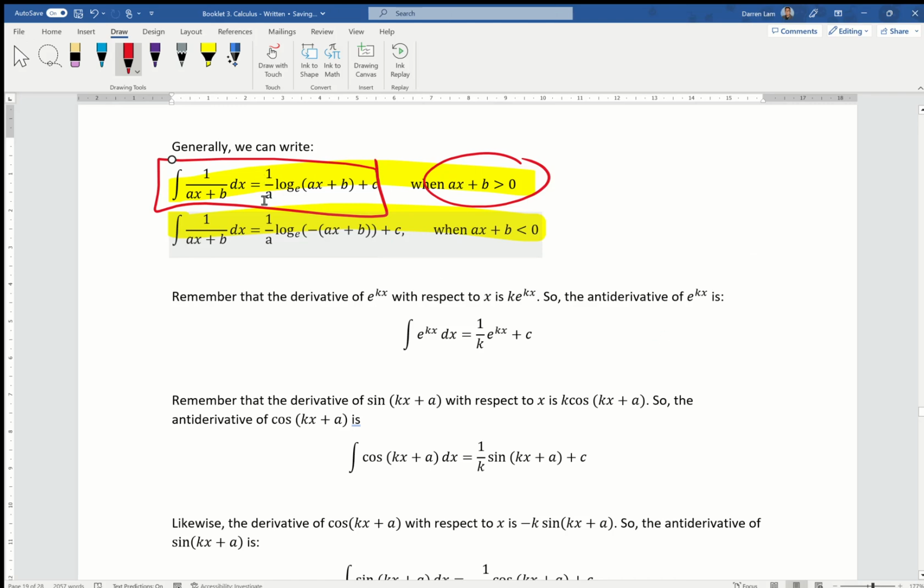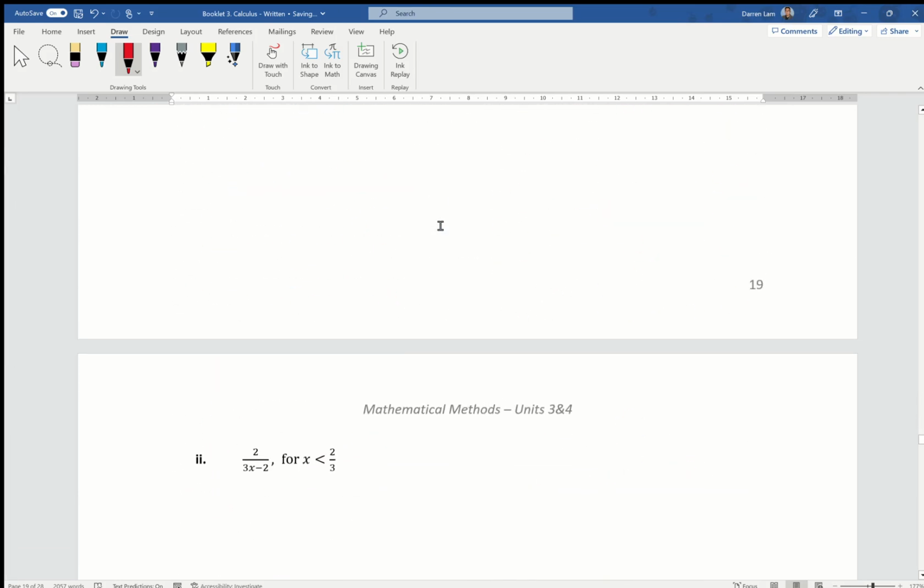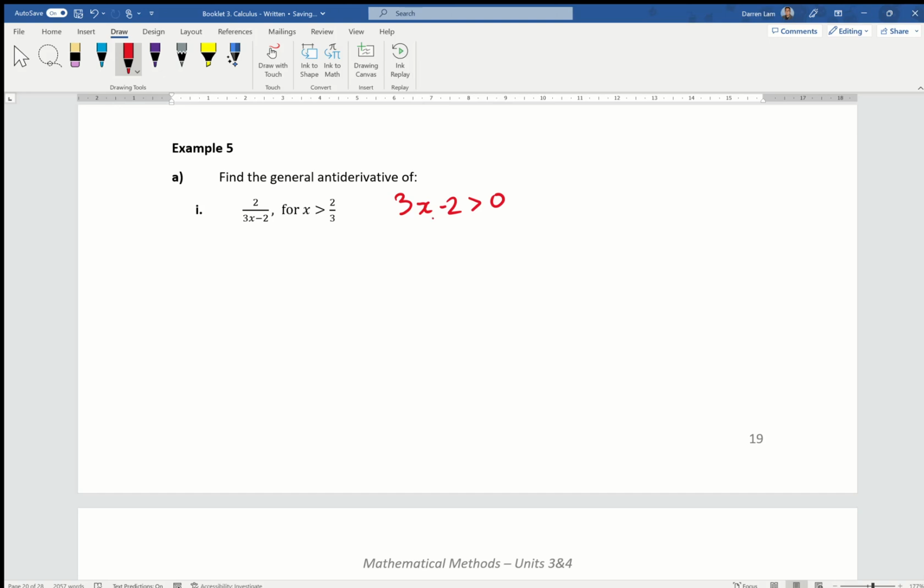Once you've got it in, it's just 1 over the coefficient, ln, and then the function plus c. So in this example, if I write the antiderivative of 2 over (3x - 2) dx, it's going to equal 1 over 3, because that's the coefficient, multiplied by the natural logarithm of (3x - 2) plus c. That's it. Hopefully that helps.